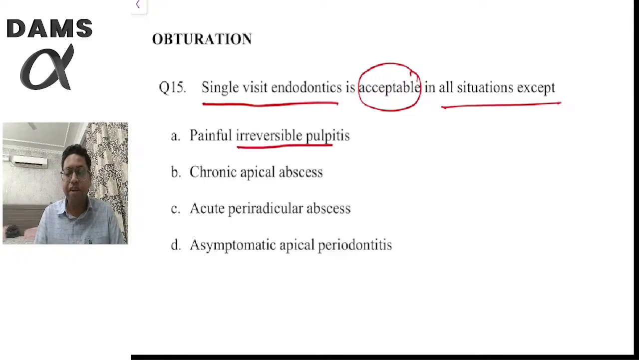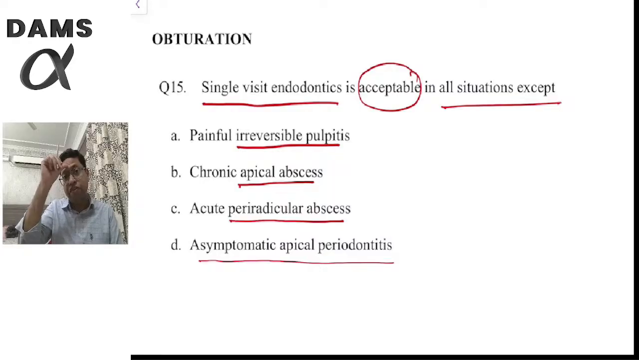Painful irreversible pulpitis, chronic apical abscess, acute periradicular abscess, or asymptomatic apical periodontitis. Now, the patient is reporting with spontaneous pain due to irreversible pulpitis. There's a case of painful irreversible pulpitis, and like a multi-visit root canal treatment, we can easily do a single visit RCT with a case of symptomatic or painful irreversible pulpitis. So it is acceptable in option A.